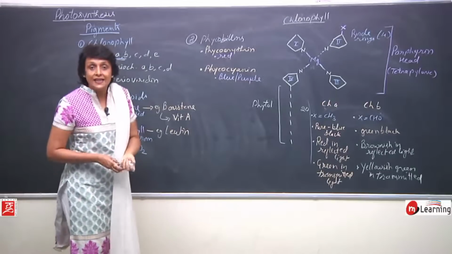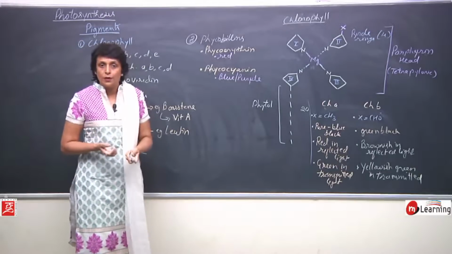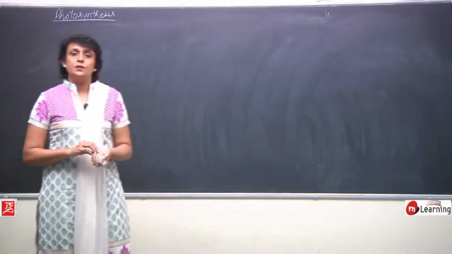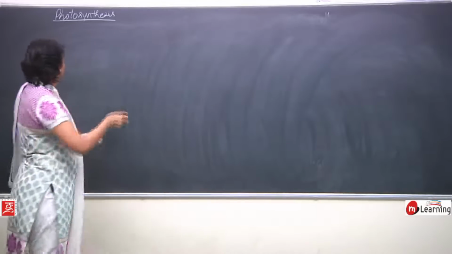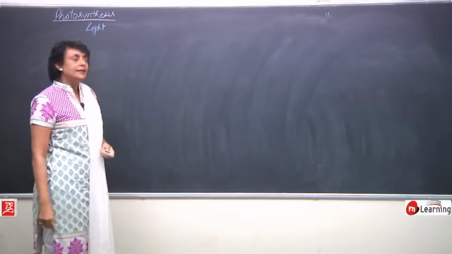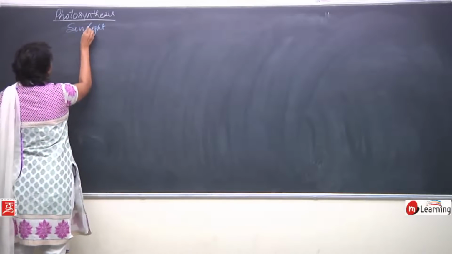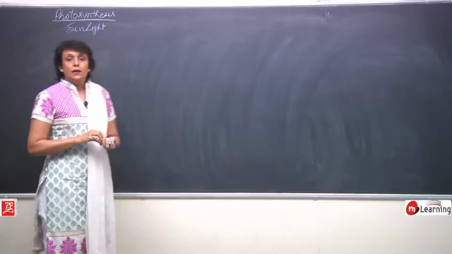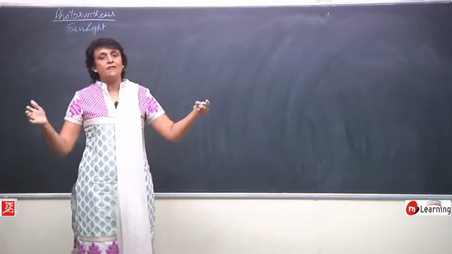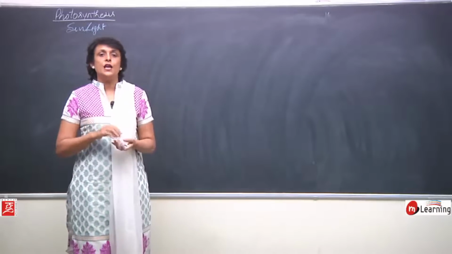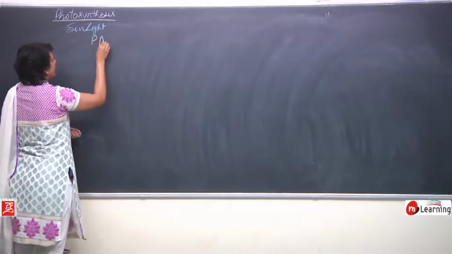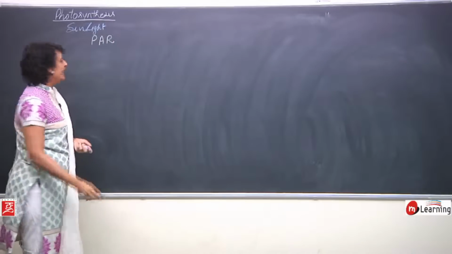Now let us talk about the light. Which type of light is important? So light as the next factor. The next condition which is required for photosynthesis is light. Solar energy or sunlight. The solar energy which comes on the earth has various wavelengths. The main wavelength which helps in photosynthesis is known as photosynthetically active radiations, PAR.